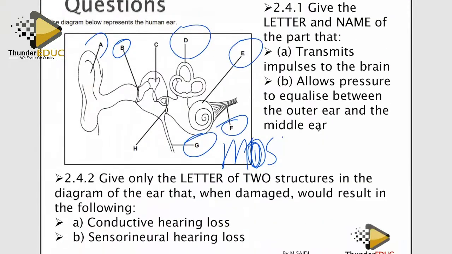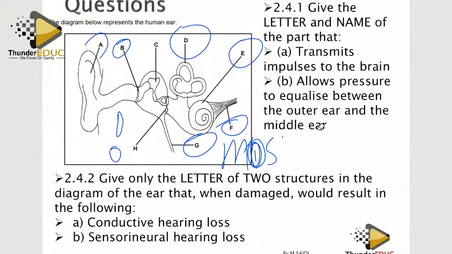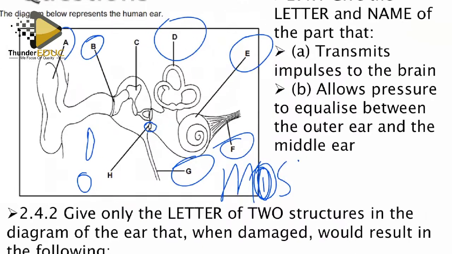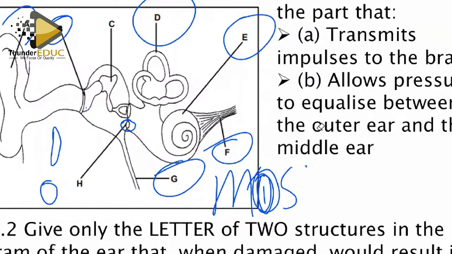And then what is H? H is the oval window? The round window? Check the shape. That is oval, that's round. Which window is it? Round window. Let me zoom it out. Don't you see that this window is round? This is round, this is oval. So the answer is round window.